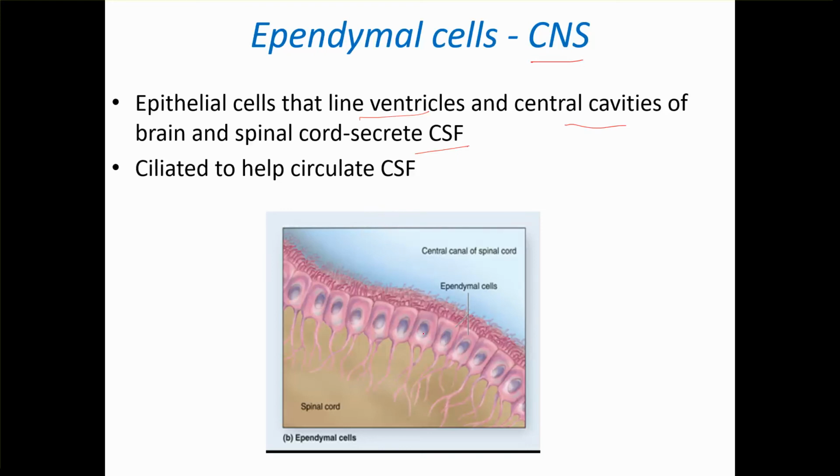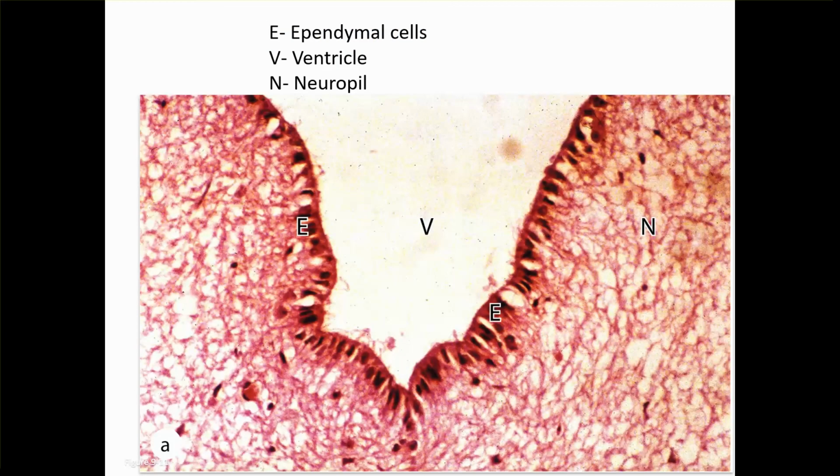It's simple cuboidal to columnar with cilia. So these are ependymal cells. Here we can see this is a ventricle, and what you see in N is a neuropil, which we have already described before. It's a meeting of the processes of neurons and neuroglial cells.